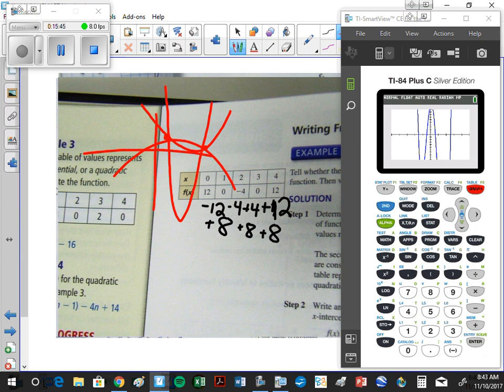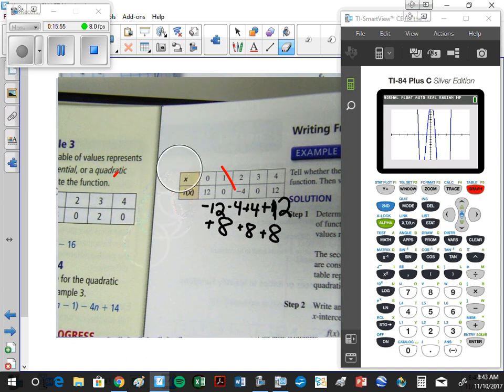So as soon as I pick a third point, now I know which parabola I'm dealing with. So once you decide which equation you're dealing with, you need to put points in your calculator and ask it to do a linear or quadratic or exponential regression. And if you are dealing with a linear or an exponential equation, you just need 2 points. If you're dealing with a quadratic equation, you need 3.